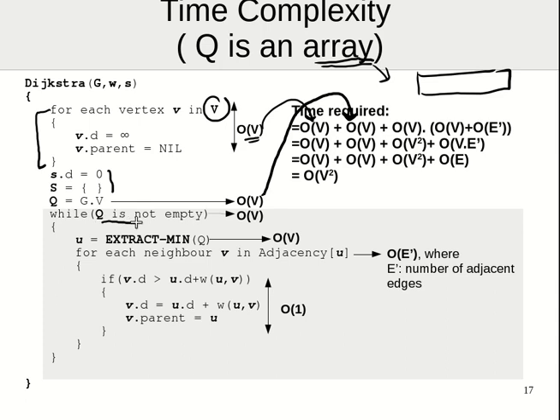This loop will run until I am done with all the nodes. So again, this loop will run for n times or n number of nodes or V times. So this is order of V.